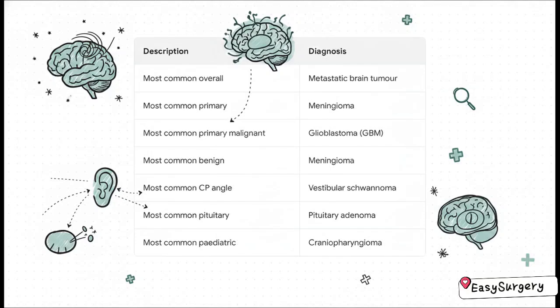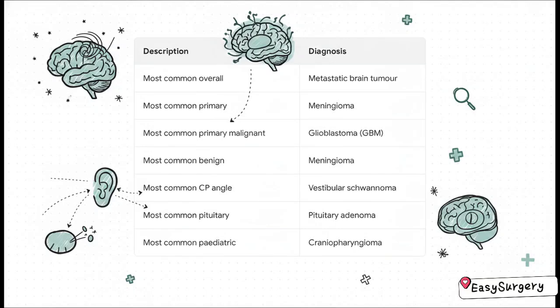Okay, description: most common primary malignant brain tumor in adults. Diagnosis: glioblastoma multiforme, or GBM. Description: most common benign intracranial tumor. Diagnosis: meningioma. Description: most common cerebellopontine angle tumor. Diagnosis: vestibular schwannoma.